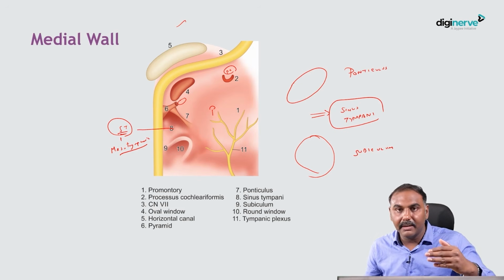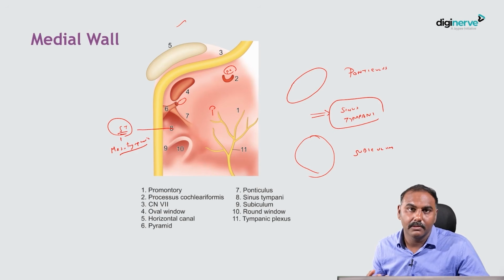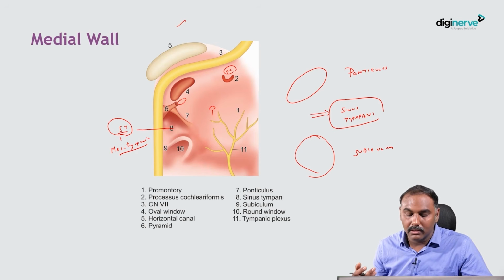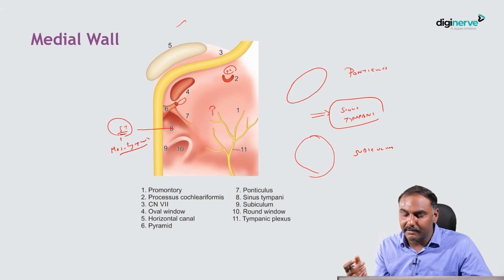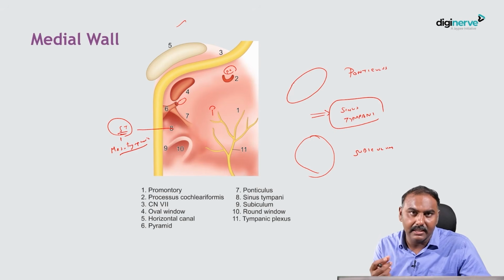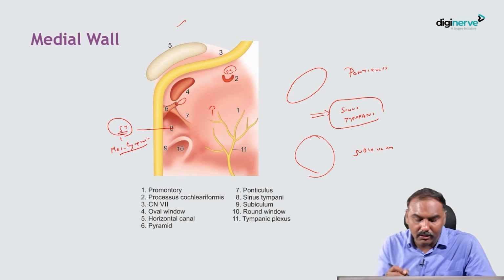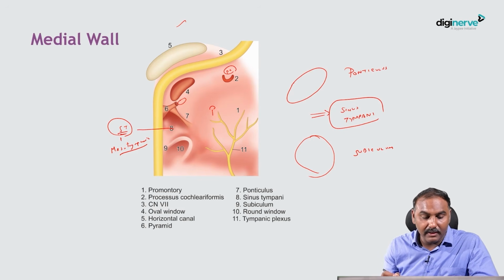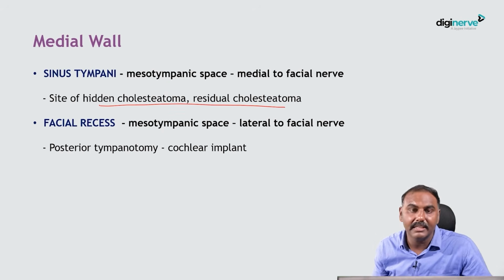Okay, the sinus tympani is bounded by two boundaries. One is the ponticulus above and the other is subiculum below. So this sinus tympani is a hidden area. It lies between these two areas. It is a hidden area. So what happens here is, while doing a surgery, we may miss out this area. So this is also called a site of hidden cholesteatoma, a site of hidden cholesteatoma or a residual cholesteatoma.